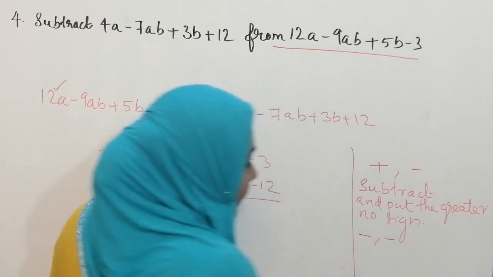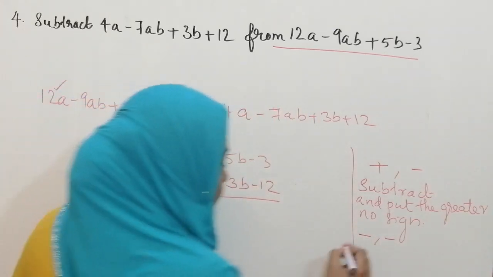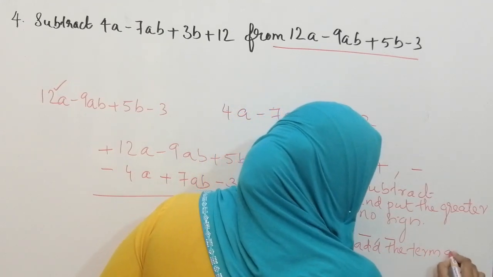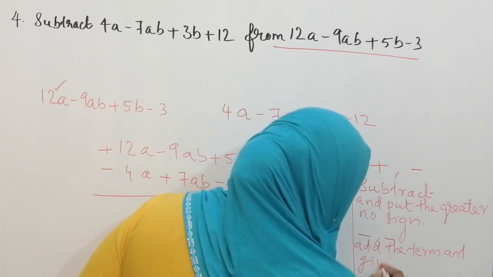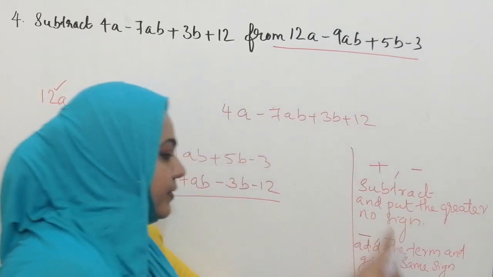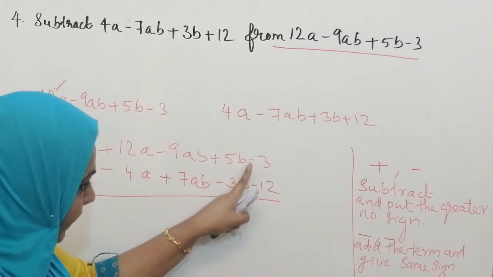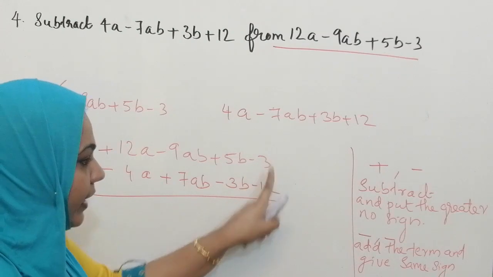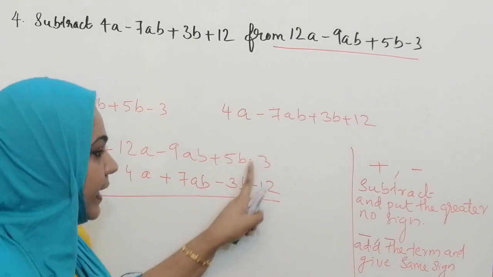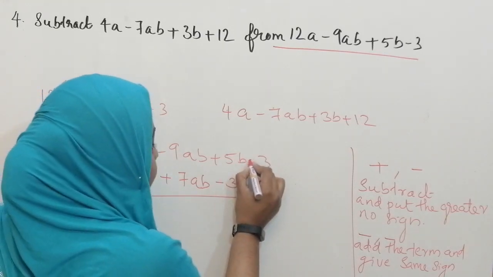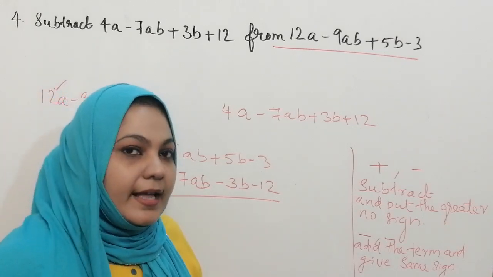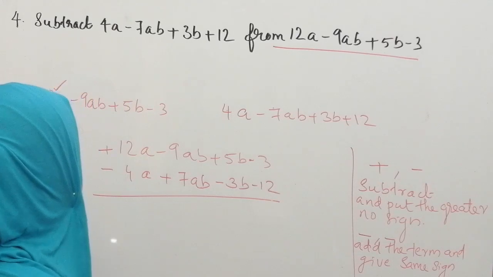Correspondingly, if minus and minus come, you have to add the terms and give the same sign. That means you have to give the same negative sign. So here you can see minus and minus. That means you have to add these numbers, that is, add this constant and put the same sign. That means you have to give the minus sign. Then one more rule that you know, obviously, because plus and plus means what? We will add and give the same sign. So now let's start to solve our question.